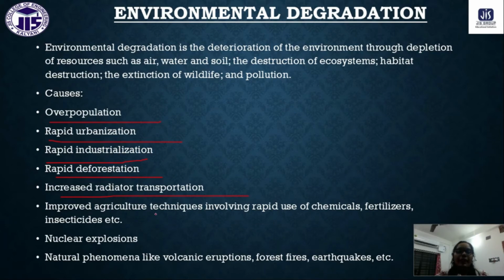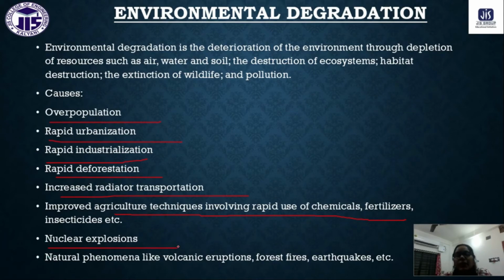Okay, so one more cause we have, that is agriculture. We are using improved agricultural techniques, and in some cases we are using a higher amount of fertilizers, pesticides, and some harmful hazardous chemicals in excess amount, which is mixing into the soil, discharging into the water, and which is ultimately polluting our environment.